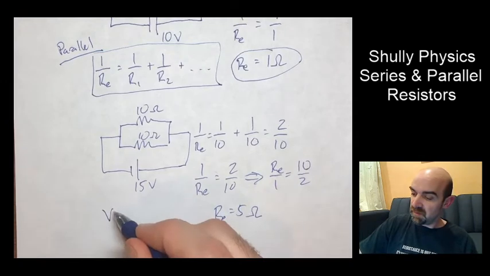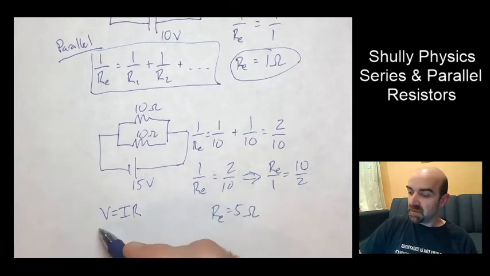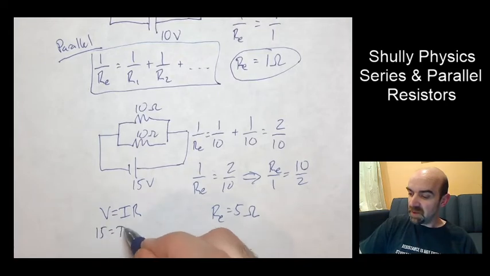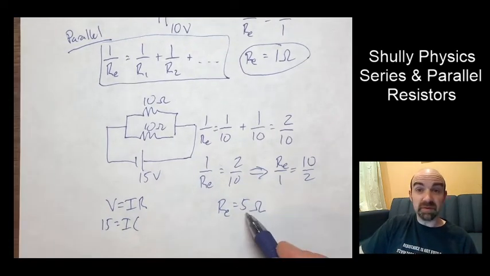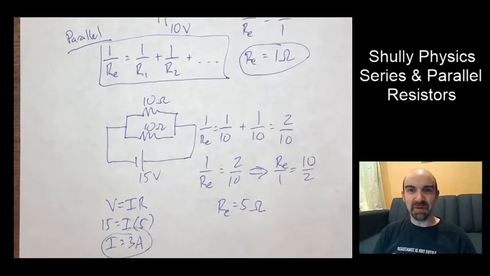And now, if we apply Ohm's law, V equals IR, 15 volts equals I times our equivalent resistance of 5 ohms, and that gives 3 amperes. There it is. All right.